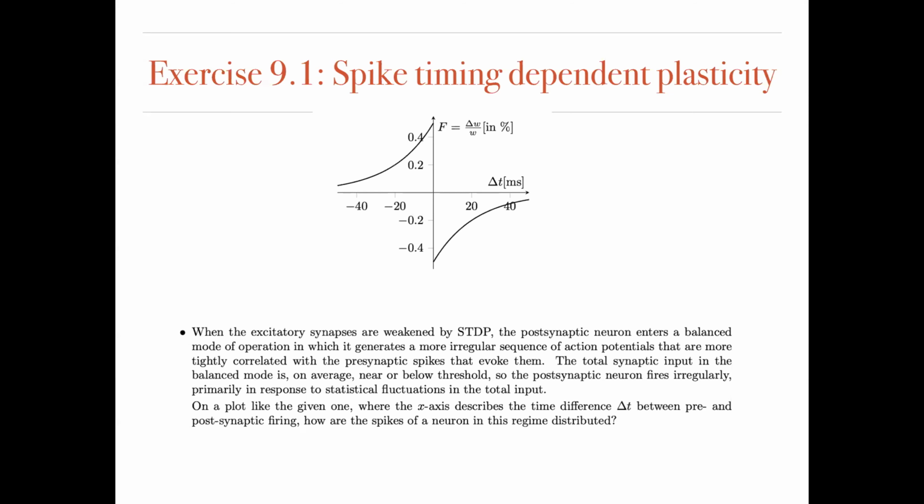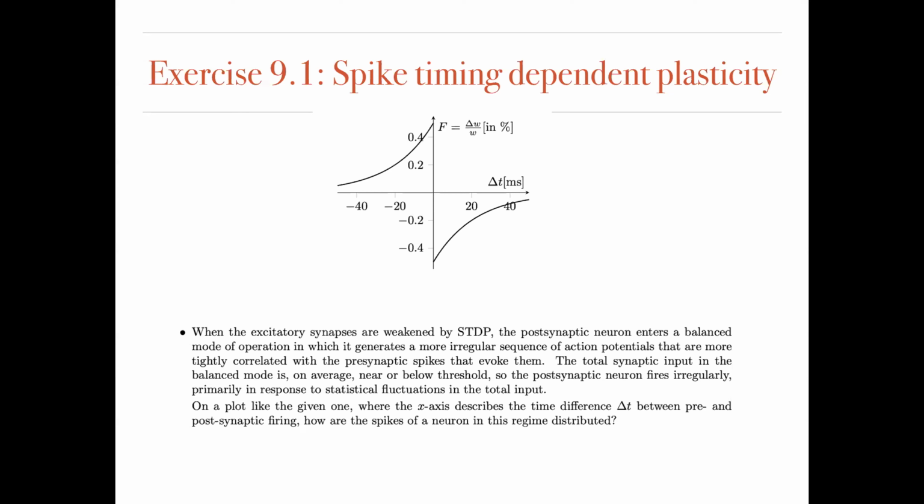On a plot like the given one, where the x-axis describes the time difference delta t between pre and postsynaptic firing, how are the spikes of the neuron in this regime distributed? In this balanced mode, a postsynaptic spike occurs for fluctuations of many different input spikes. So there tend to be more input spikes than output spikes.